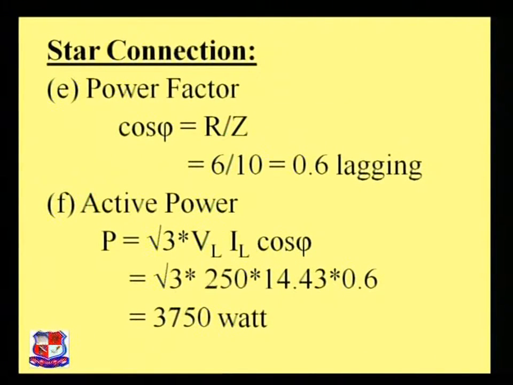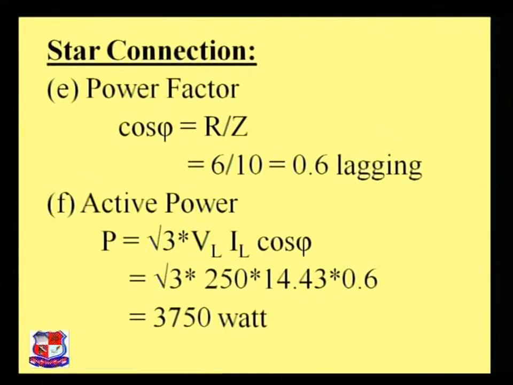So whatever the power factor in the delta connection, that becomes your star connection, that is 0.6 lagging. But your active power, that is P equals root 3 VL IL cos phi. Your VL and IL are both different from the delta connection, that's why the value of active power also differs. P equals 3750 watt is the active power in the star connection. So this is a very important example for the GTU exam.